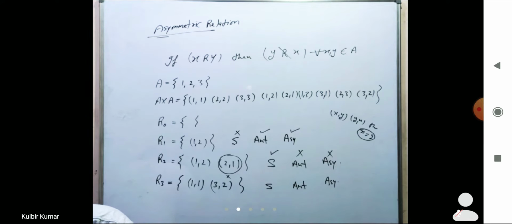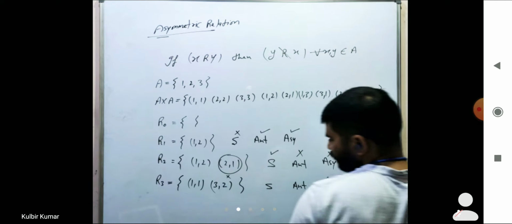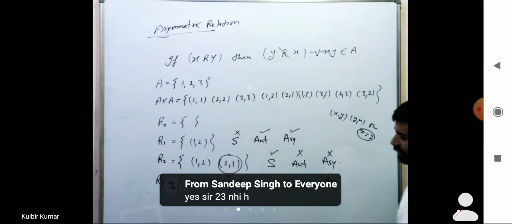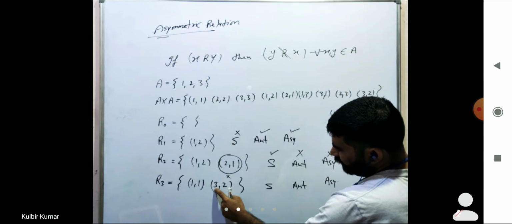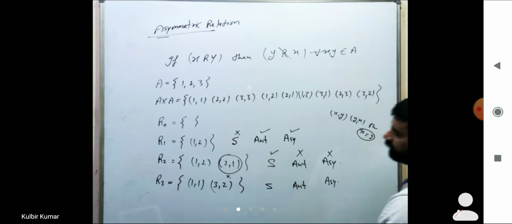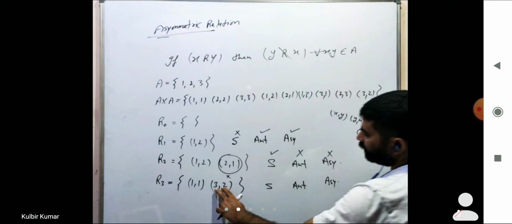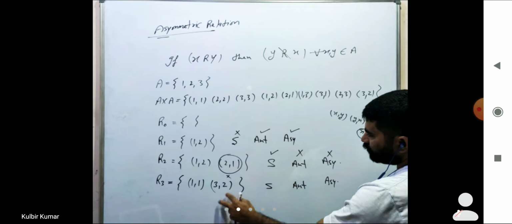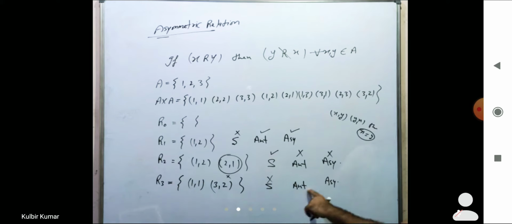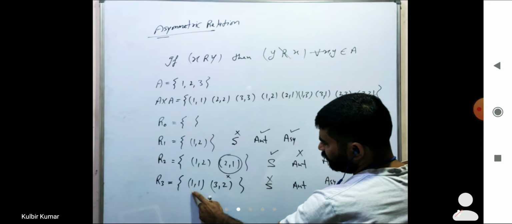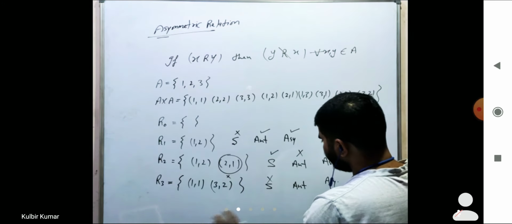Okay, let's see. First, is it symmetric or not? Due to this one, (1,1), it is symmetric. What about this one? If it is (3,2), then (2,3) should be there for a symmetric relation, right? But it is only (3,2). (2,3) is not there. So it is not symmetric. What about antisymmetric? Diagonal is allowed, no problem. So this ordered pair works fine in case of antisymmetric.